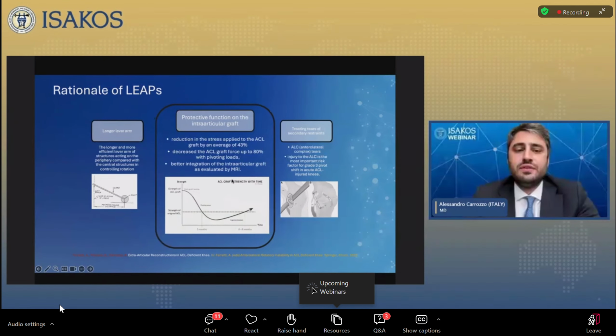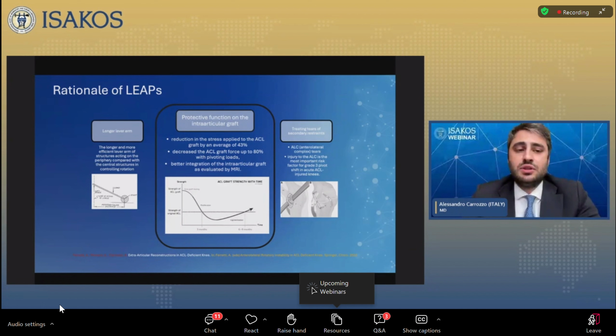Second, they have a protective function on the intra-articular graft. This effect was demonstrated in several in vitro studies, including those conducted by Engebretsen and colleagues, by Draganich, and more recently by Marom et al., showing a significant reduction in load to the ACL graft when a lateral extraarticular tenodesis was performed. And this load sharing has a protective effect, with particular emphasis on the initial postoperative period of integration and remodeling of the reconstructed ACL.